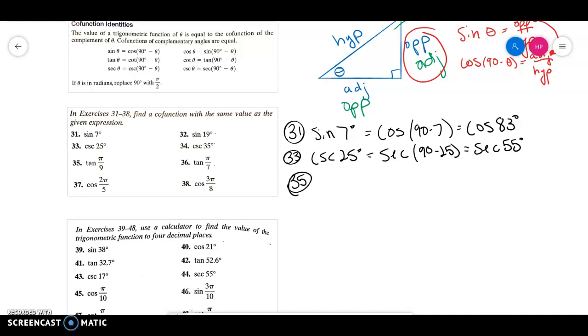is when we have this in terms of pi. So it's the tangent of pi over 9 for number 35. And the cofunction will be the cotangent. 90 degrees is the same thing as pi over 2. And if you go back up here to the left, we have that little note up top. And so instead of 90 minus, we're going to do pi over 2 minus pi over 9.